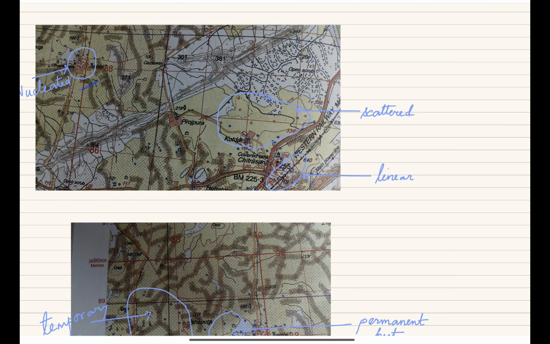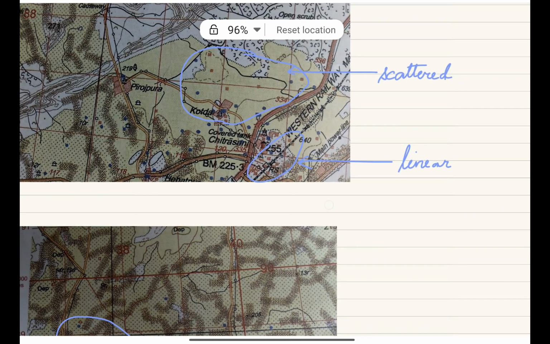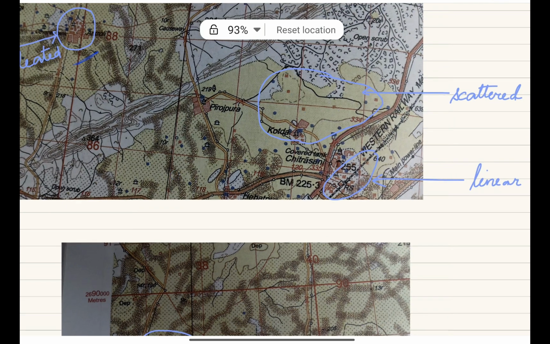They are scattered. And if you see carefully, this one, you can see this is a western railway line, and along the line we can see the permanent huts. Okay, so this is nucleated, this one is scattered, and this one is linear.